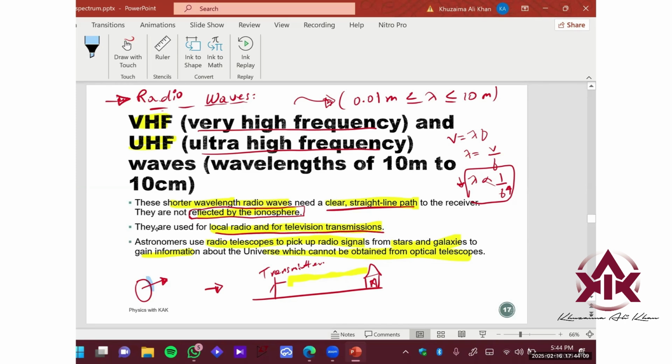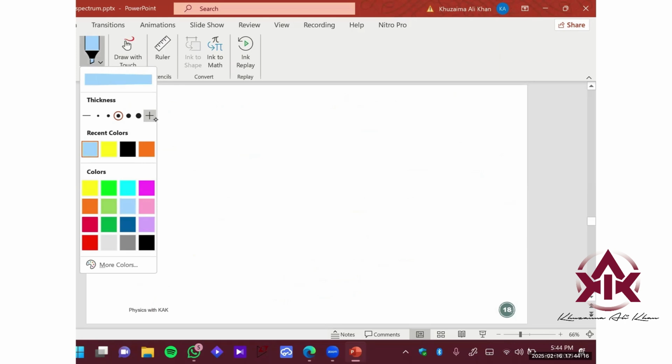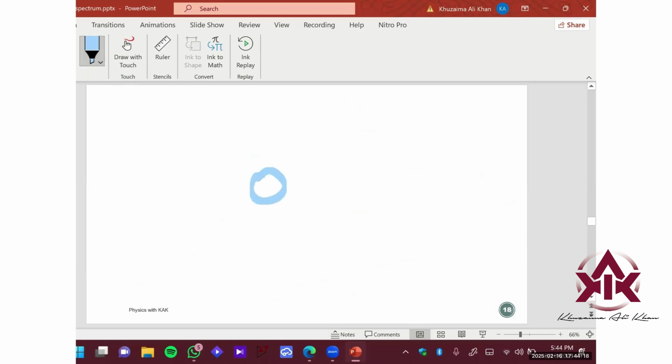So sometimes astronomers also use it to observe how the data is, how the star is looking. Let's say this is Earth here, right? And there is a satellite here.